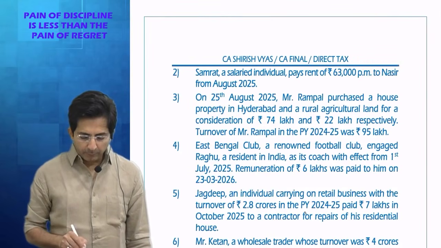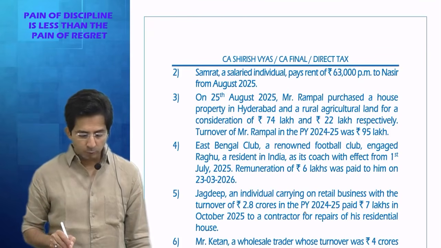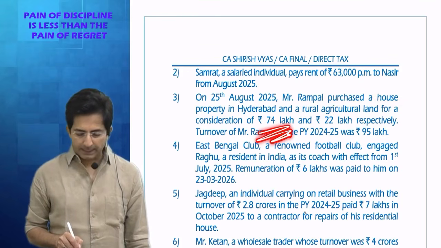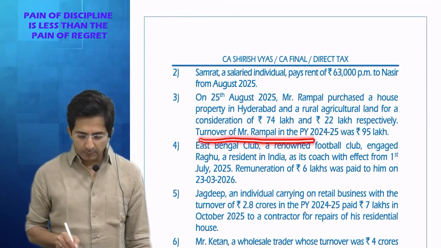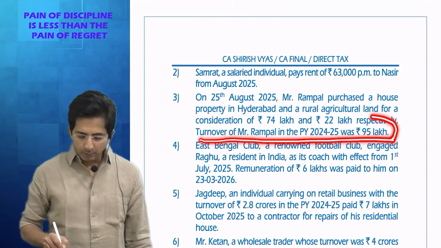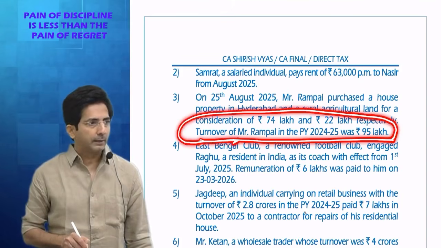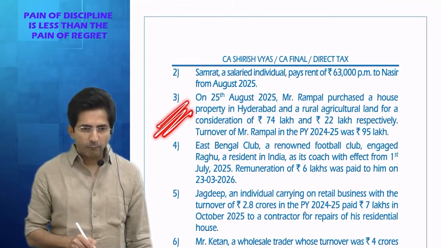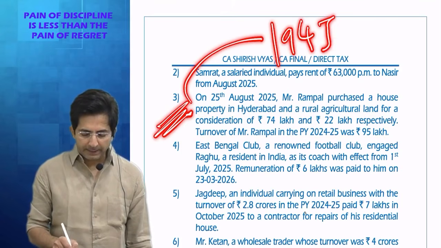Then, on 25th August 25, Rampal purchased a house property in Hyderabad and rural agriculture land. Means he has purchased two things, house property and rural agriculture land. The house is for 74 lakhs, rural agriculture land is for 22 lakhs. And they have given his turnover in the preceding financial year. You know, turnover of the preceding financial year is useful when you have to decide small individual or HUF, and that you have to decide only in 194I section. And this section is not from 194I. This is purchase of immovable property, 194IA.